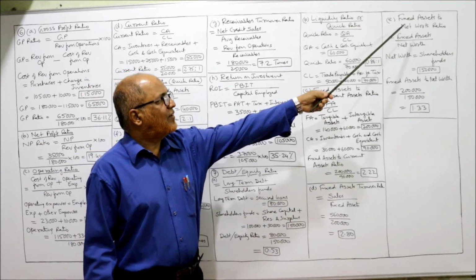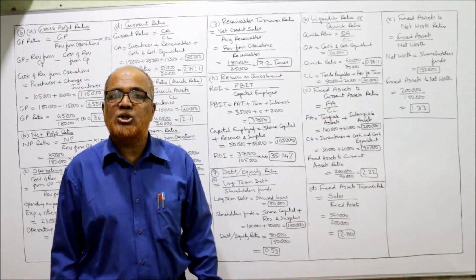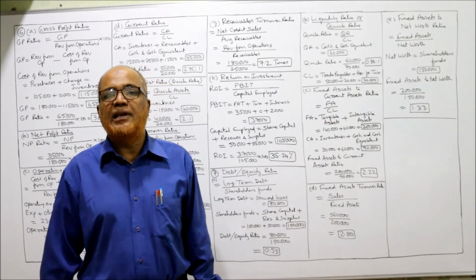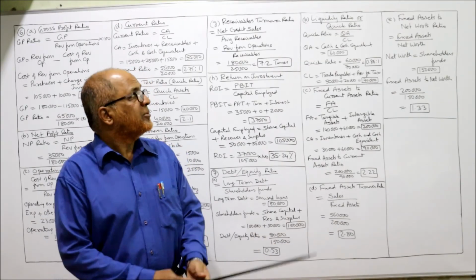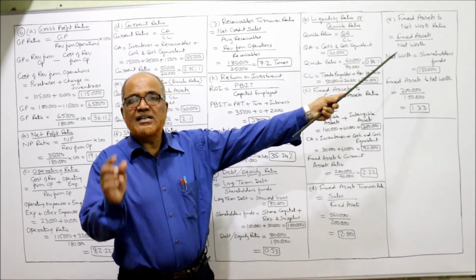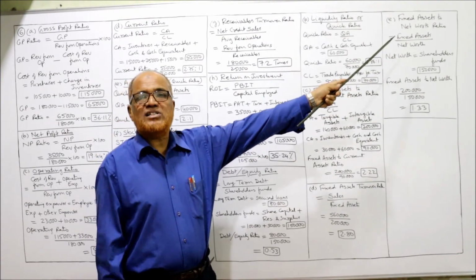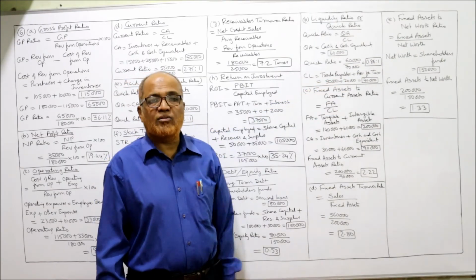Last ratio is fixed assets to net worth. Again, it's a peculiar ratio. It is not there in the list. It has not appeared in the previous problem also. So what is that? Fixed assets to net worth. When it is given like this, the first word should be numerator, second word should be denominator. So fixed assets by net worth.